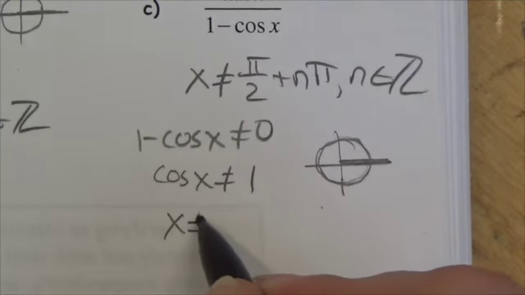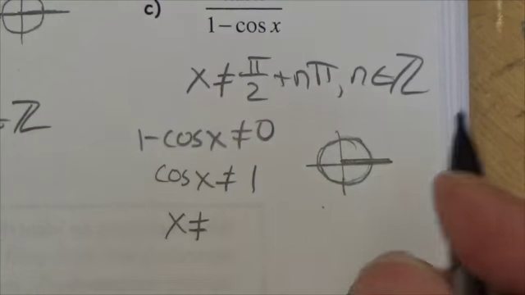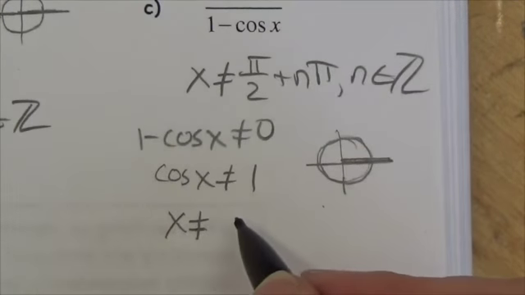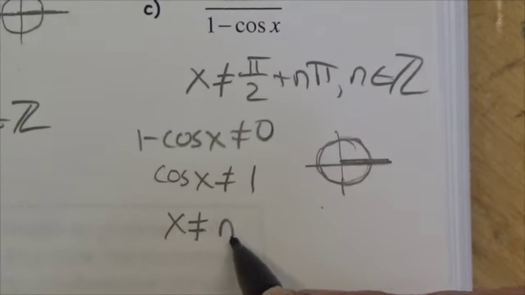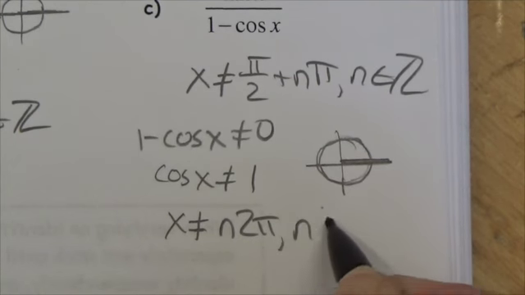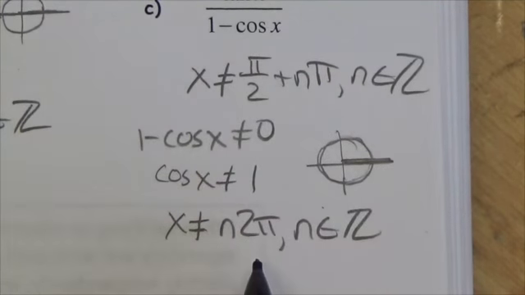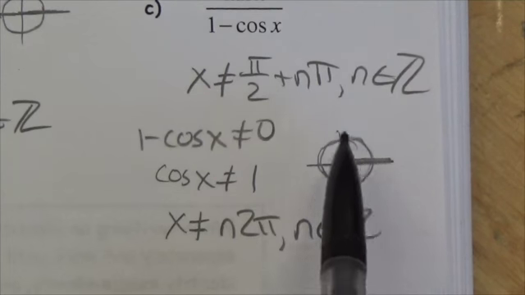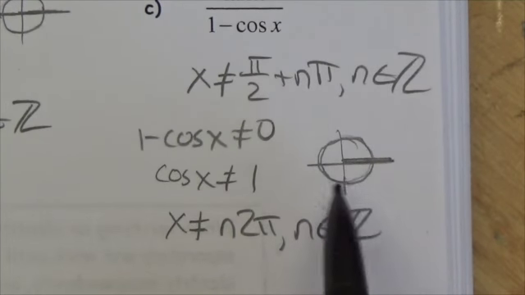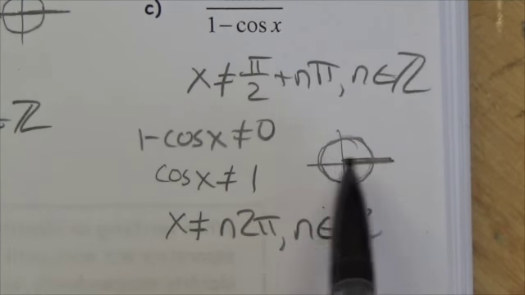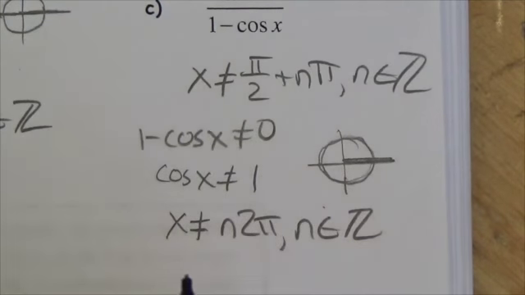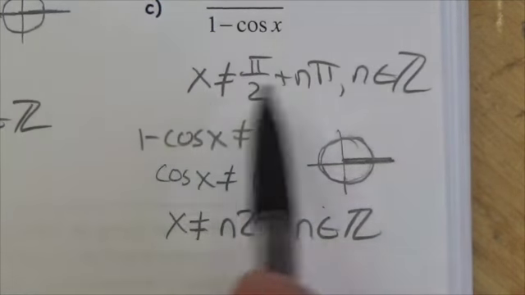So x cannot be allowed to be 0, but it can't be equal to multiples of 2 pi, where n is an element of the integers. So going around the full circle, can't do that. Go backwards, can't do that. As long as you end up on that positive x-axis, that's not allowed. So there's my restriction, and here's the other part of it.